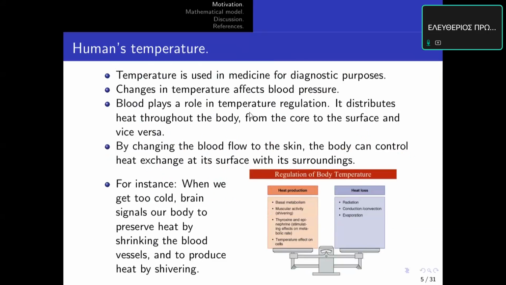Blood plays a role in temperature regulation. It distributes heat throughout the body from the core to the surface and vice versa. By changing the blood flow to the skin, the body can control heat exchange at its surface with its surroundings. For instance, when we get too cold, the brain signals our body to preserve heat by shrinking the blood vessels and to produce heat by shivering.